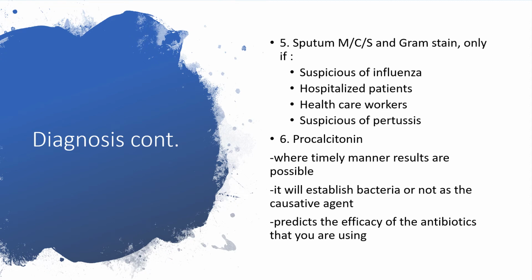You can assess the procalcitonin under certain conditions where timely results are possible, and that will help you to establish whether or not this is bacterial in origin or viral. And that will even help you further to predict the efficacy of the antibiotics that you have administered, if at all you've administered one. I have made a separate presentation on procalcitonin. Google that, check my channel for procalcitonin. You're going to find details. I think I have 2 presentations on procalcitonin alone.